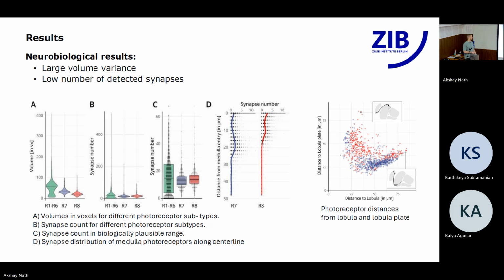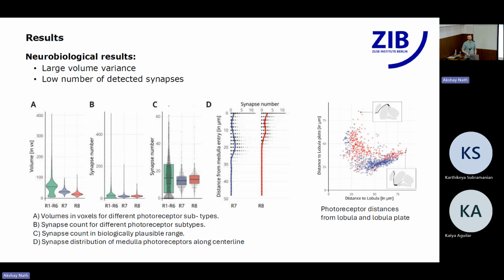Then we have the synapse count for different photoreceptor types. You can see that some synapses are actually detected in a biologically implausible range.